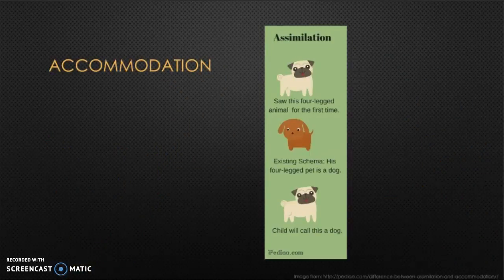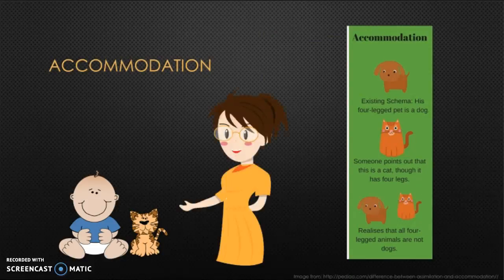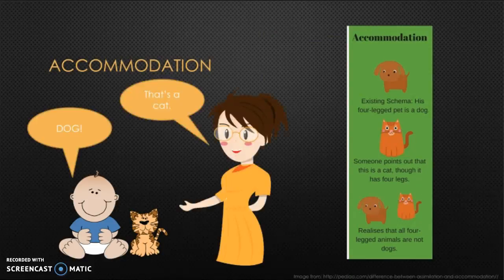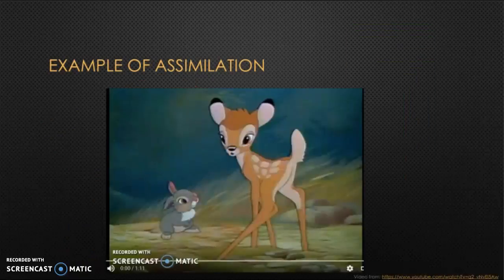Accommodation is the second process. It designates adapting or altering our existing schema after being introduced to new information or experiences. During accommodation, new schemas may be developed. So once the child was told it was a cat, he has a new schema that is a cat. We're going to watch a quick video on assimilation and discuss.